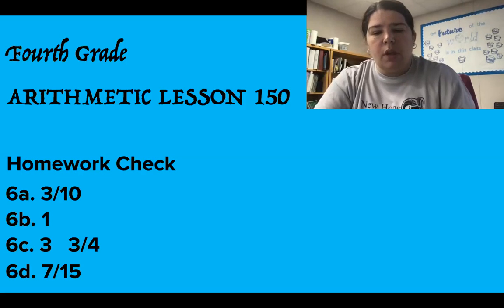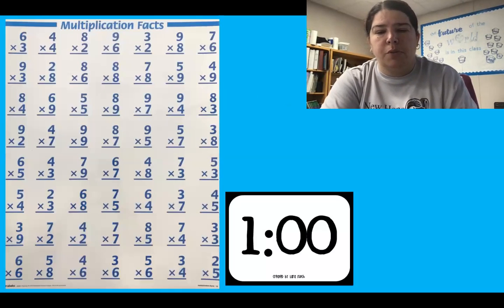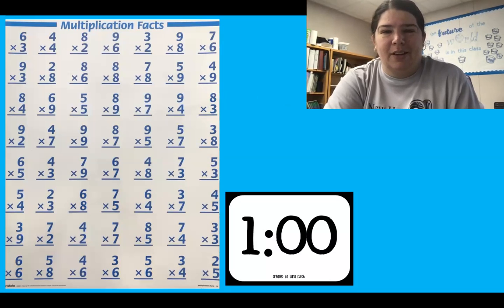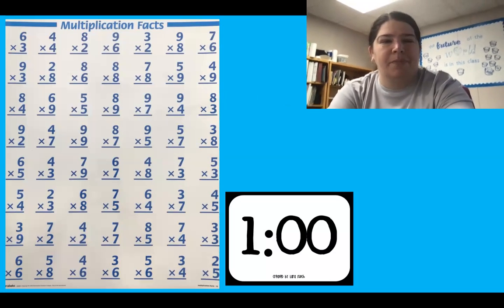So today we're going to start with a review, multiplication facts. Go ahead and begin when the timer starts. Remember, you're saying it: 6 times 3 equals 18. I'm going to do it with you. Let's see how well I do. Ready? Go ahead. Make sure you're saying it with me.